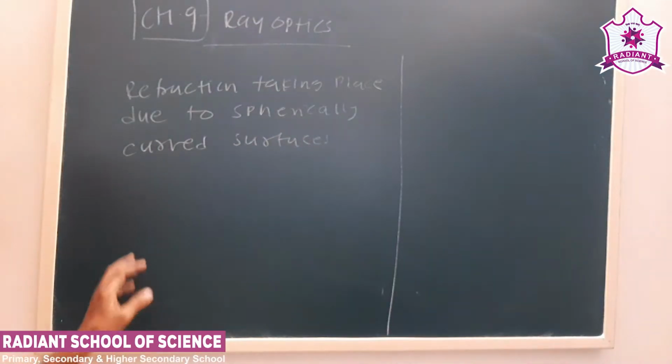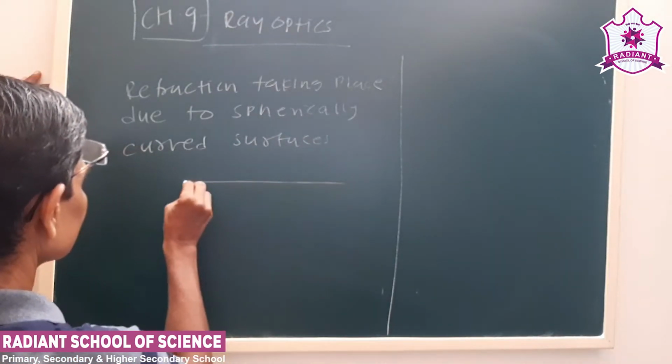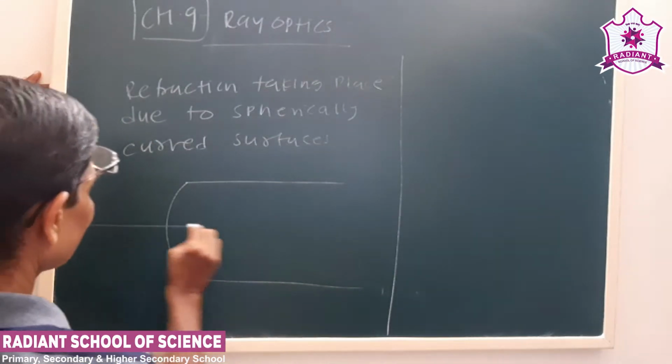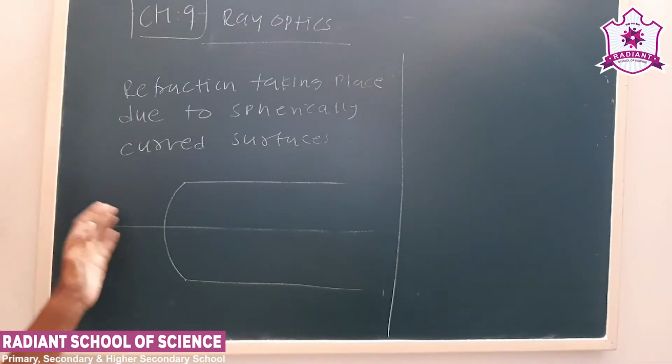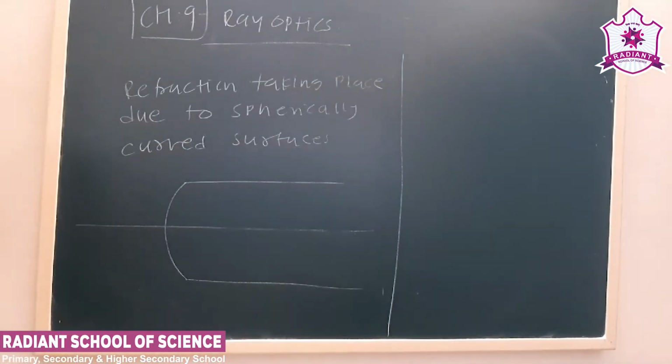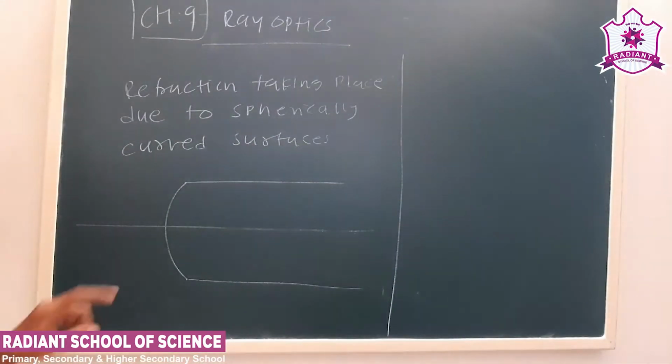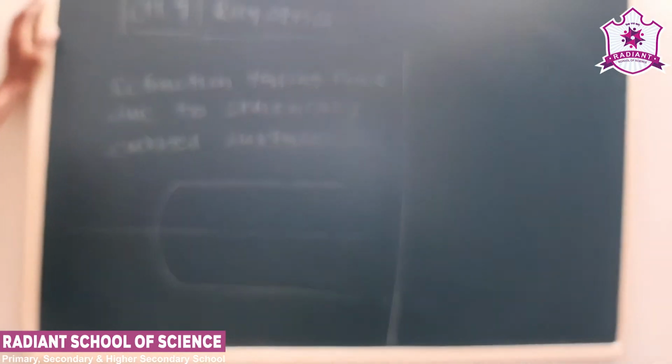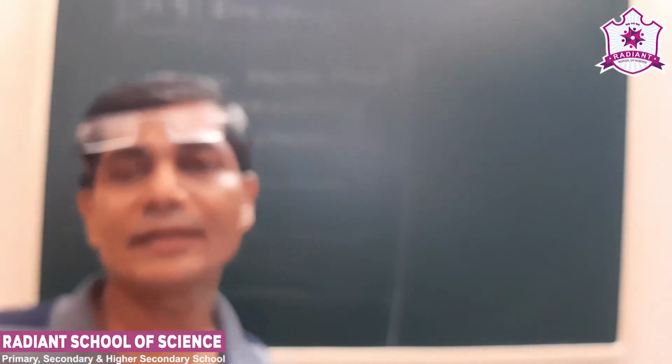Now, we consider one such spherical surface like this. Later on, if we consider two such surfaces, there can be a crystal, and finally we'll move toward the study of refraction by lens. But right now, we have to study refraction taking place due to a spherically curved surface. This is basically based on one simple principle, one simple mathematical relation in the derivation part. If we understand it well, then it will be very easy for us.